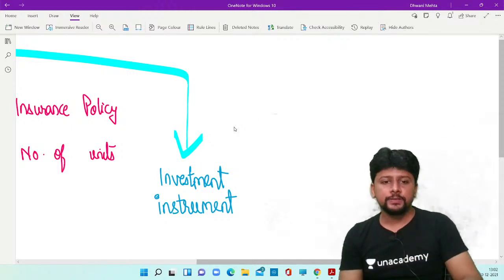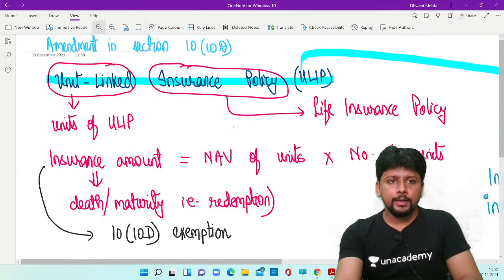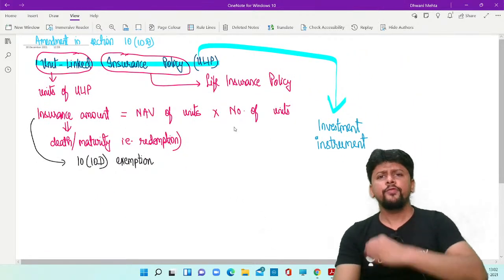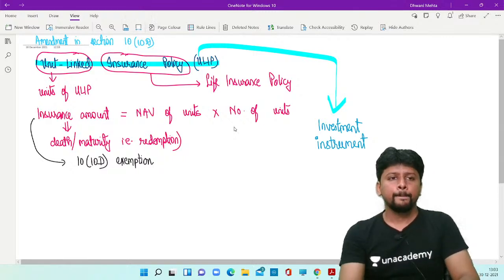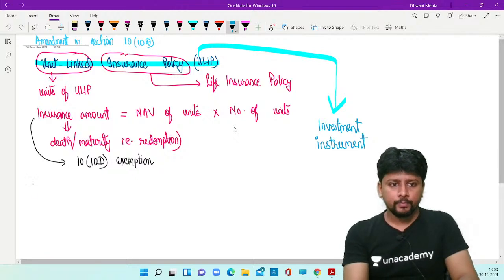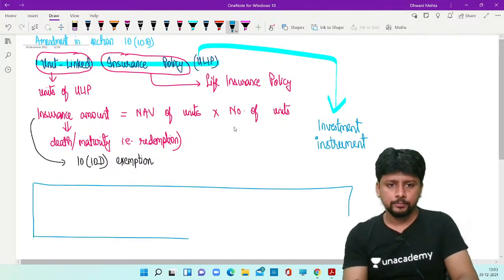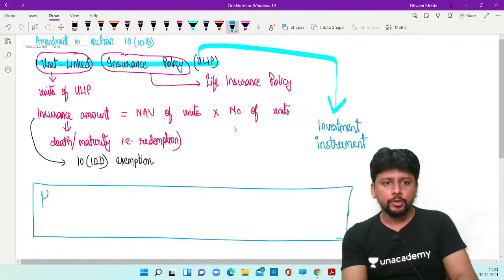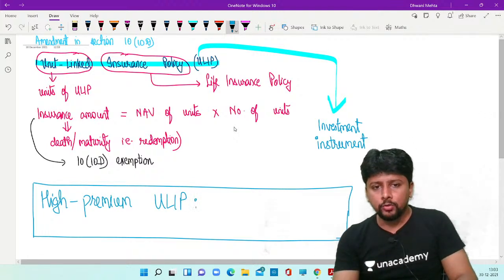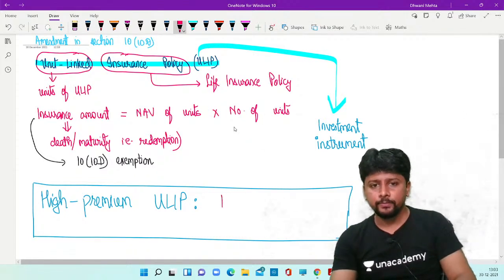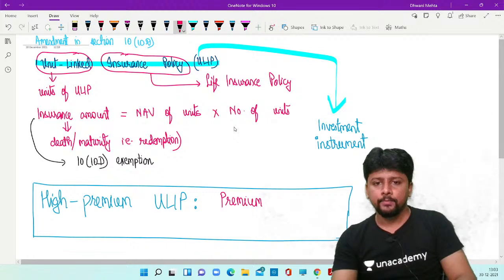Now government wants to stop this, and so government has created various amendments. But the bottom line of all these amendments is, okay, one thing: I am going to target high premium unit linked insurance policies. And what do I mean by high premium unit linked insurance policies? The premium that I pay for any year exceeds rupees 2,50,000.